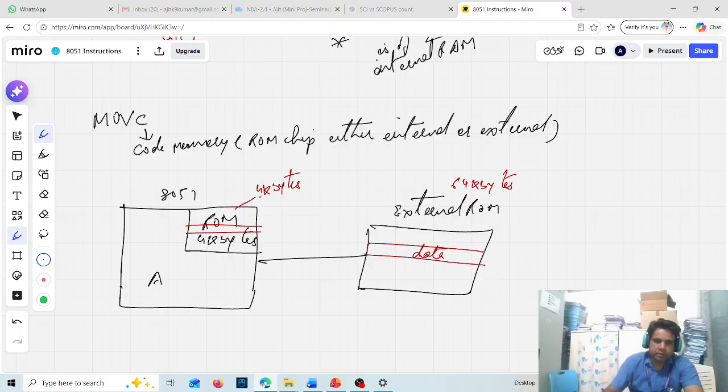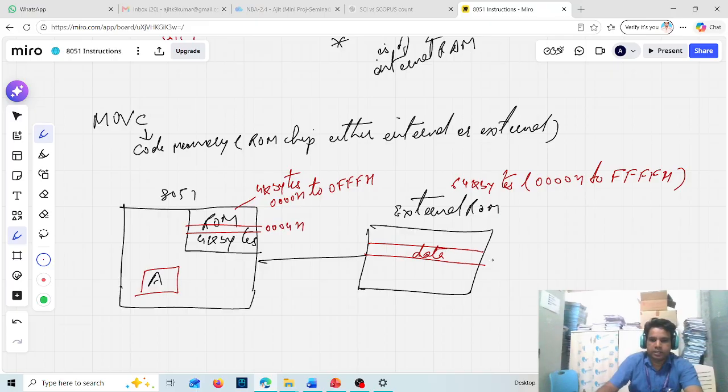Here this is 4 kilobytes, so the starting address of this one is 000H to 0FFFH. And this is 64 kilobytes, so the starting address is 0000H and it goes up to FFFFH. So when you are trying to transfer some data into register A from this memory location, let's say this is 0004H and let's say this address is 008H.